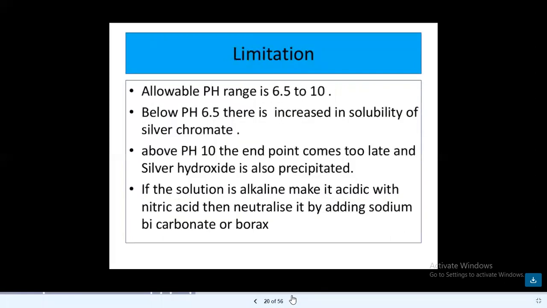ठीक है, limitation is also there, that is the allowable pH range is 6.5 to 10, not higher than 10. Below pH 6 there is an increase in the solubility of the silver chromate. Above that pH, the endpoint जो है वो hydroxides बन जाएंगे. If the solution is alkaline, make it acidic with nitric acid, then neutralize it by adding sodium bicarbonate. These are the different methods by which we can neutralize the different acidic or alkaline solutions and convert them into a neutral one.